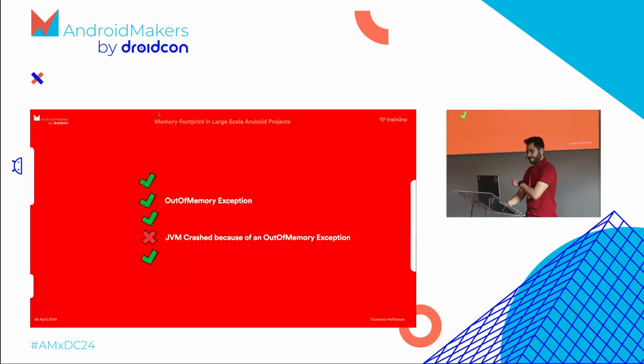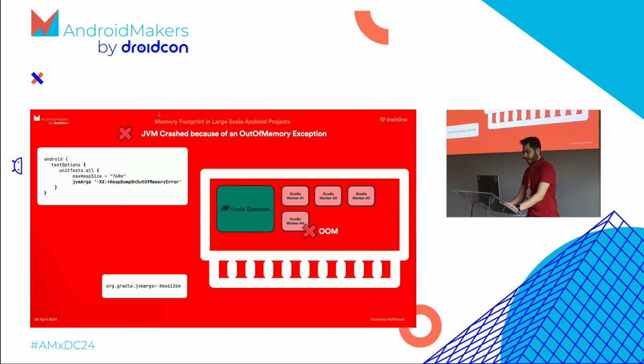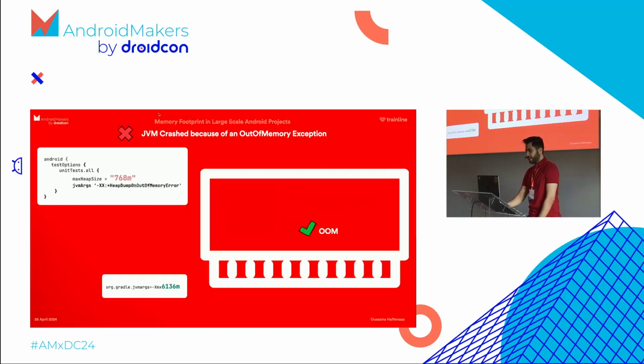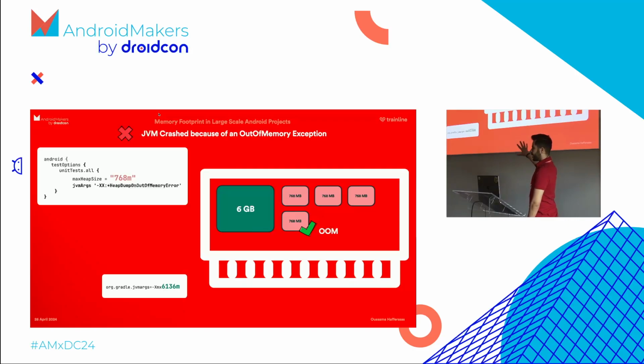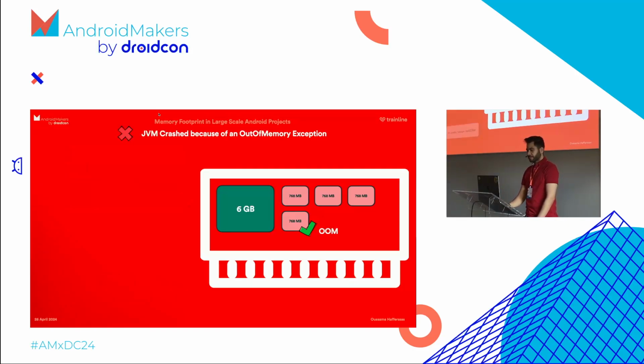So the out-of-memory exception in unit tests was done, but the JVM crash was still always happening. And it was a pain, I would say. So how is that even possible? We have this configuration, like the 700 for each module and the 6 gigabytes for Gradle. You can see how that will lay out in the memory. Those ones are named Java heap. That's the name of the allocated memory that we are talking about.